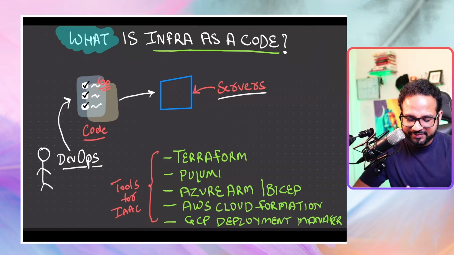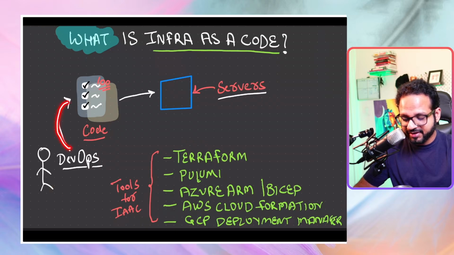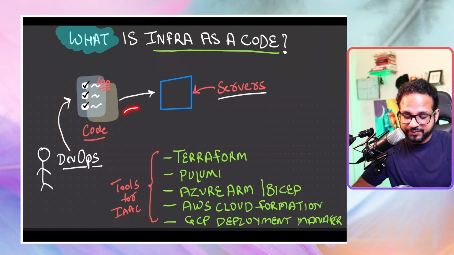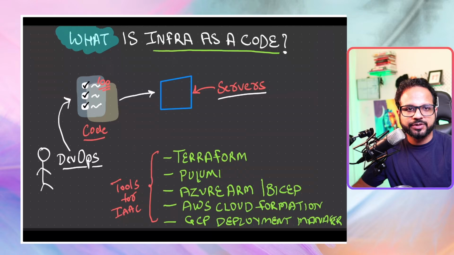Okay, so let's start with what exactly is infra as a code. Suppose you have a DevOps engineer, right? And that DevOps engineer will write some code. That code will then help you provision servers. So basically that's what infrastructure as a code is. You transform your code into infrastructure, or you write the code to provision the infrastructure. So that's what it is.